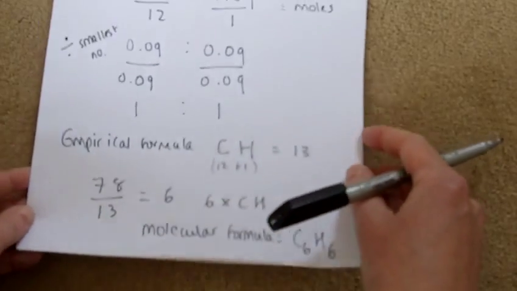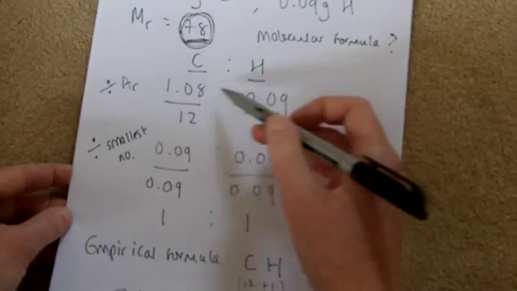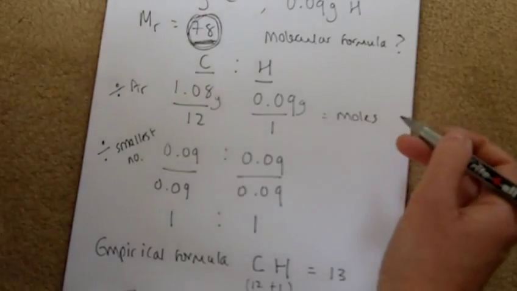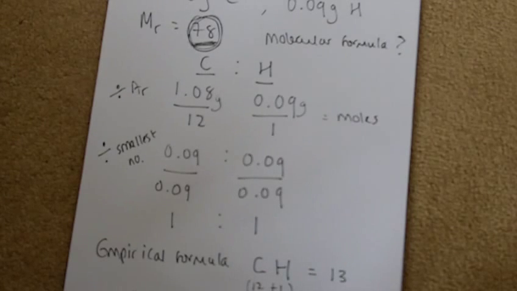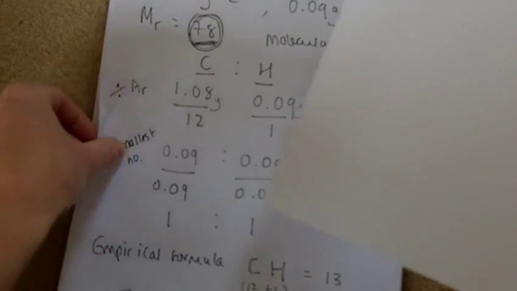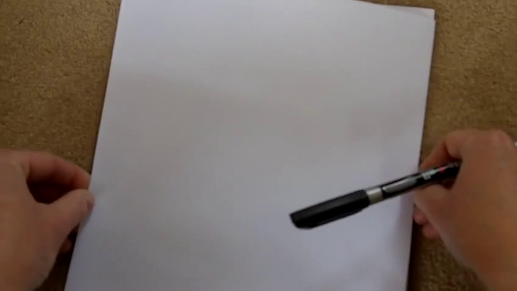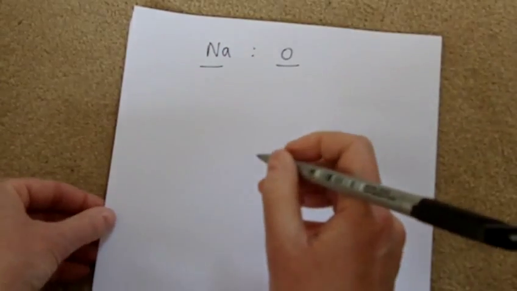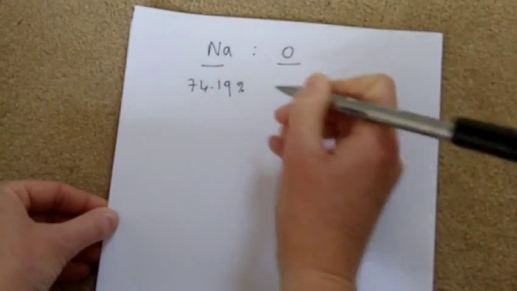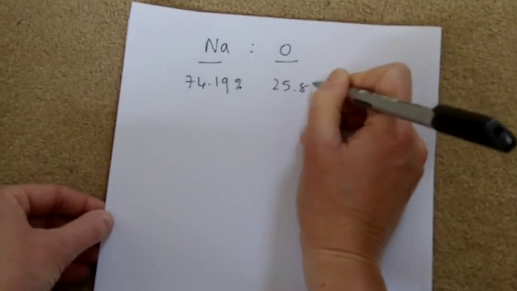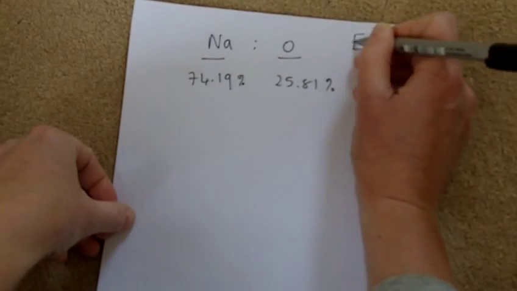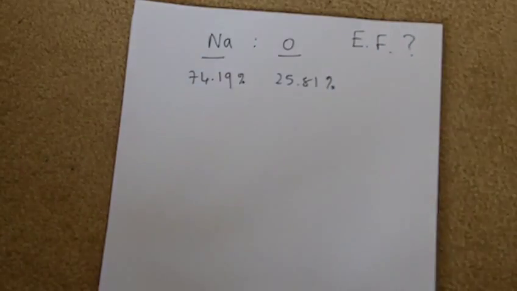Okay, you can do this calculation just the same if you don't have grams. If you don't have grams, if you have percent instead, that's okay. You do exactly the same thing. For example, let me just give you an example. If I was to say, get a clean piece of paper, that there's a compound and it contains sodium and oxygen, those are the 2 elements it contains, and I have got 74.19% of sodium and 25.81% of oxygen, so that's got to add up to 100. What is the empirical formula? I'm just going to write EF, empirical formula. You treat it exactly the same.